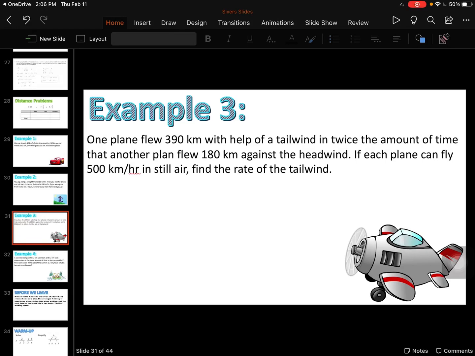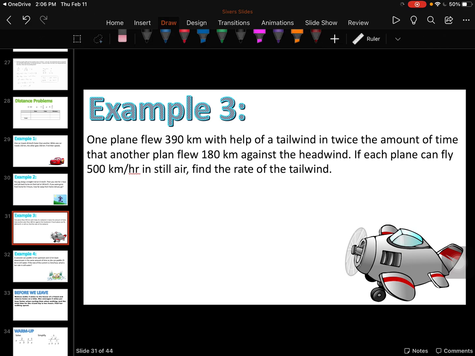All right, for example 3, it says one plane flew 390 kilometers with help of a tailwind in twice the amount of time that another plane flew 180 kilometers against the headwind. If each plane can fly 500 kilometers per hour in still air, find the rate of the tailwind.